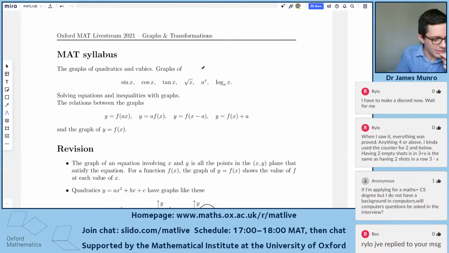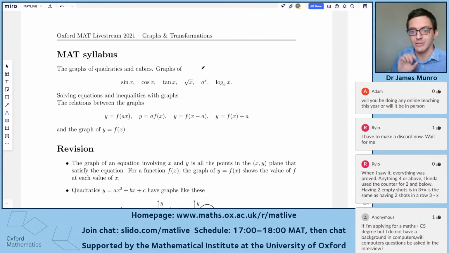Am I doing online? We're doing a little bit of both this year. So if you're applying for 2022 entry, let's hope that's all normal. 2021, we're doing a little bit of online teaching and a little bit of in-person classes. The tutorials, the small group teaching is mostly in person and has been for a while. So, yeah, cool, good, okay.